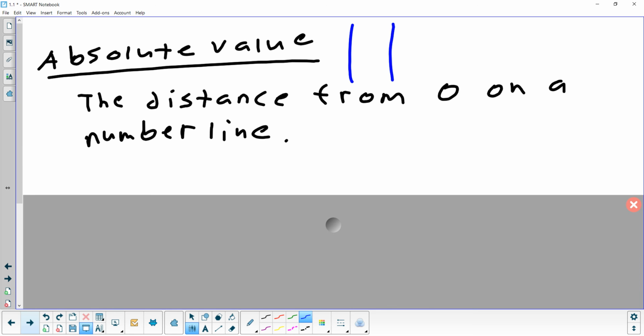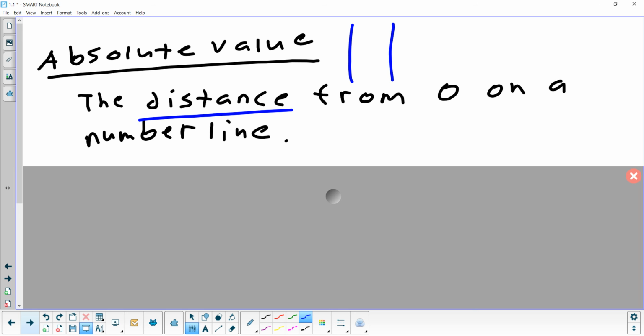So remember, absolute value, if you want to think about it geometrically, is the distance from 0. What kind of number is distance? It always has to be positive, or I guess it could be 0 too. Like the distance between the music stand and me is 0, because I'm touching it. So it's 0 distance. But it cannot be negative.